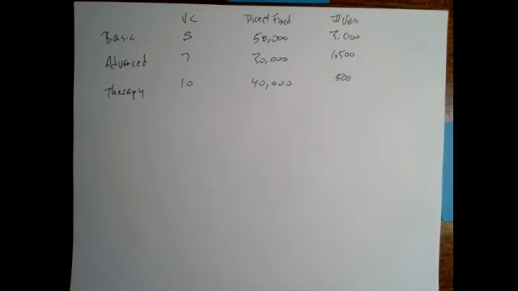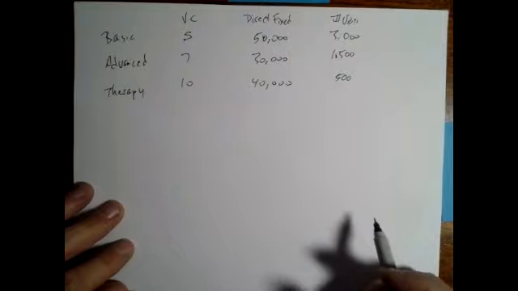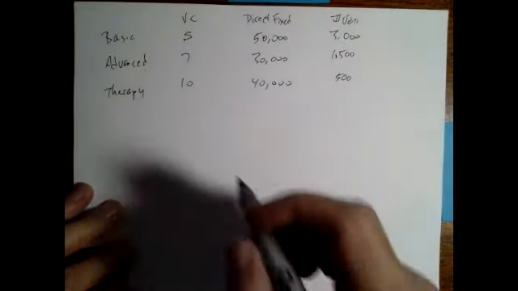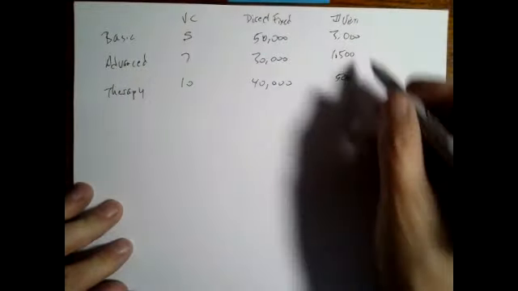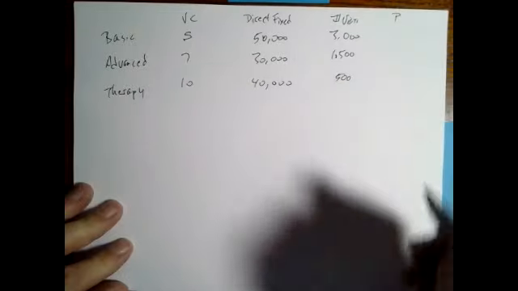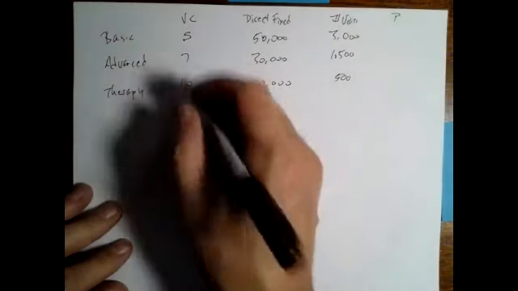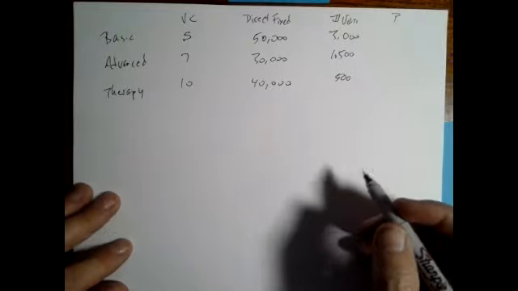Part A asks, what is the fee schedule for these services, assuming that the goal is to cover only variable and direct fixed costs? So basically, we're looking for a break-even price, right? This is very much like 7.1. So we have to calculate the break-even price for each of these 3 services.